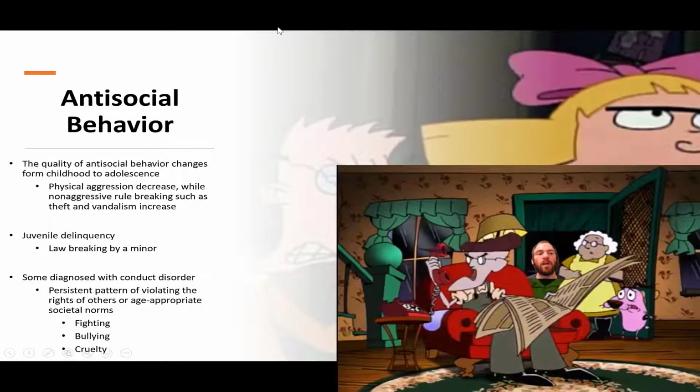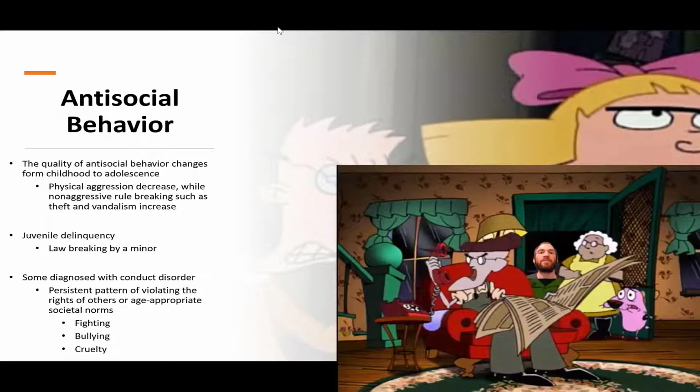Antisocial behavior. The quality of antisocial behavior changes from childhood to adolescence. Physical aggression decreases, while non-aggressive rule breaking such as theft and vandalism increases. Juvenile delinquency is law breaking by a minor. Some are diagnosed with conduct disorder, a persistent pattern of violating the rights of others or age-appropriate societal norms: fighting, bullying, and cruelty. So the idea here is that the forms of antisocial behavior shift, going from more physical aggression, like toddlers pushing each other or grabbing a toy, to more non-aggressive rule breaking, such as theft and vandalism.